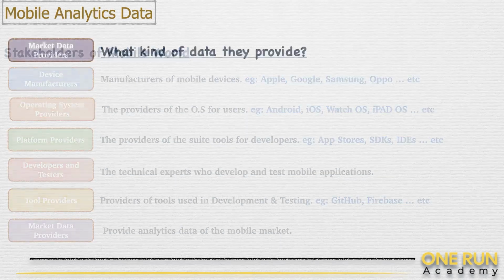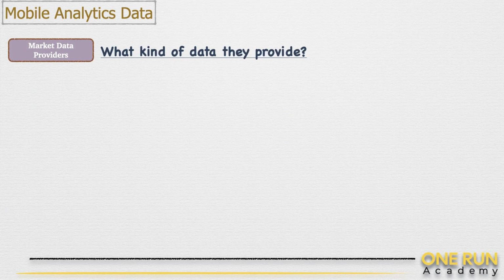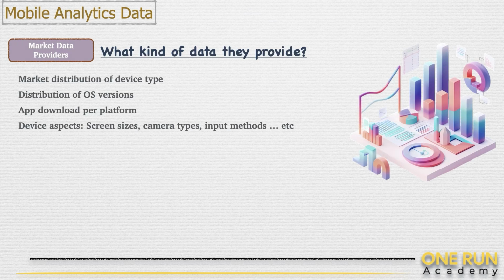So let's see what kind of data we can get from market data providers. So we can get the device type distribution globally or per specific country or region. Also, we can get data related to the distribution of operating systems across different regions. Not only that, but we can get the number of app downloads per platform, plus we can also understand the aspects of devices such as their screen sizes, 4G or 5G connectivity, input methods, and much more.